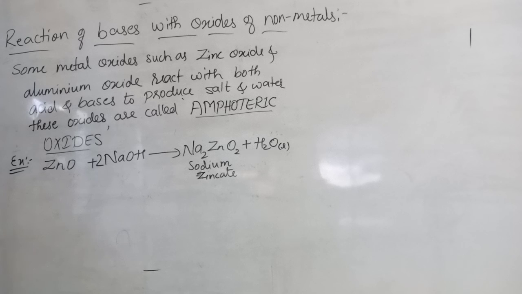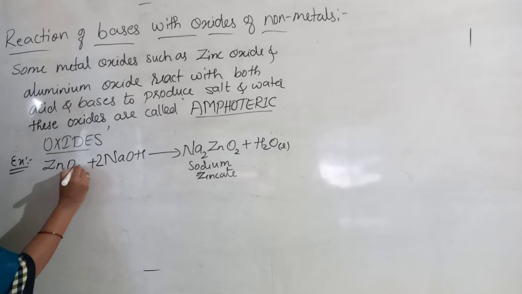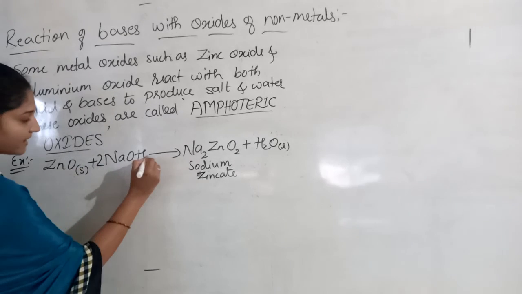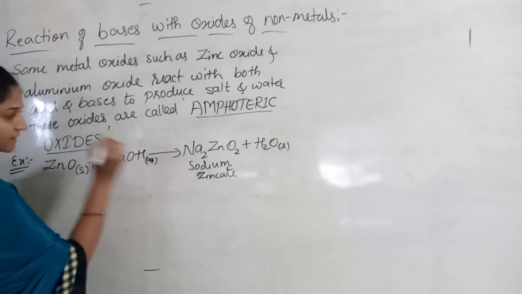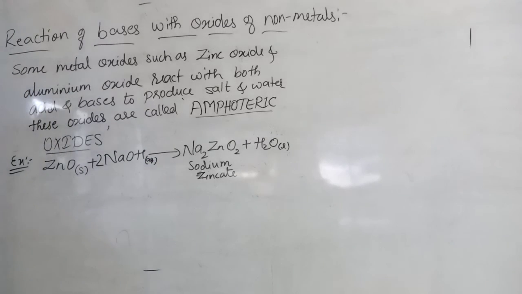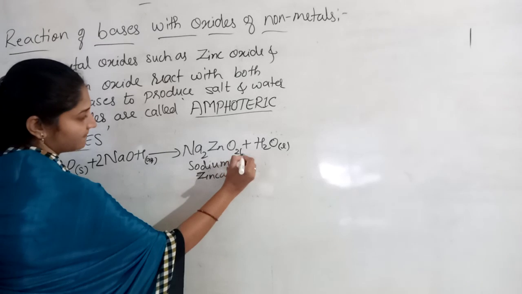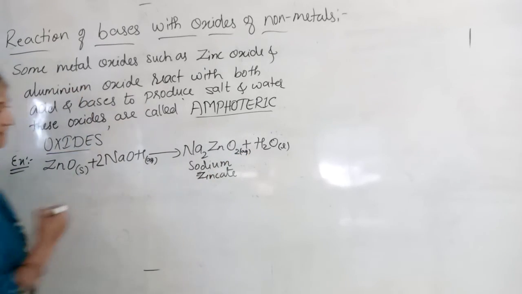Here, for the metal oxide, especially zinc oxide, what is the state of zinc oxide? The state of zinc oxide is solid and the state of NaOH is aqueous. And what about the salt? It is also aqueous.